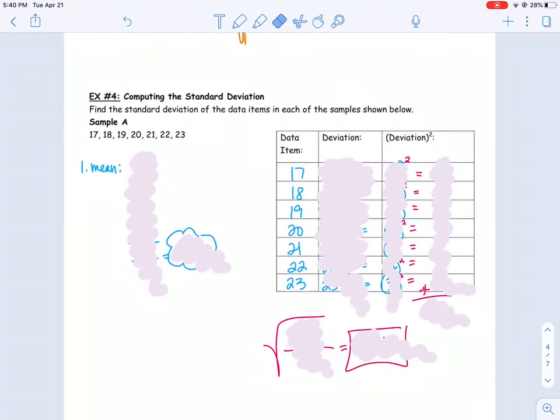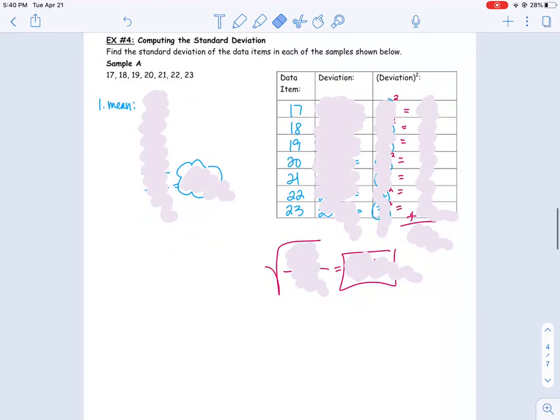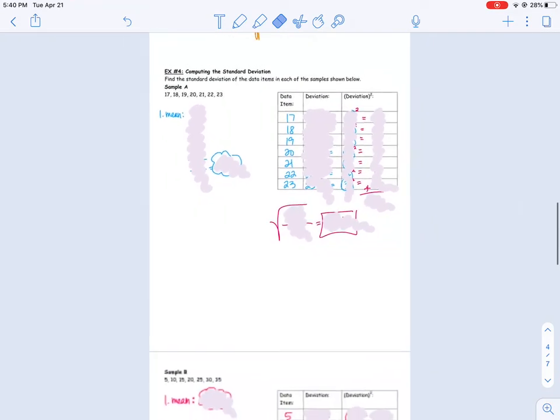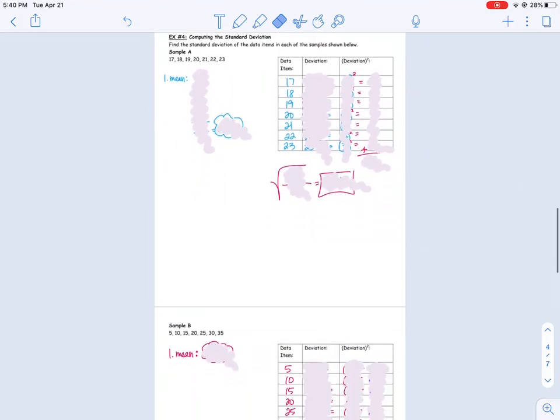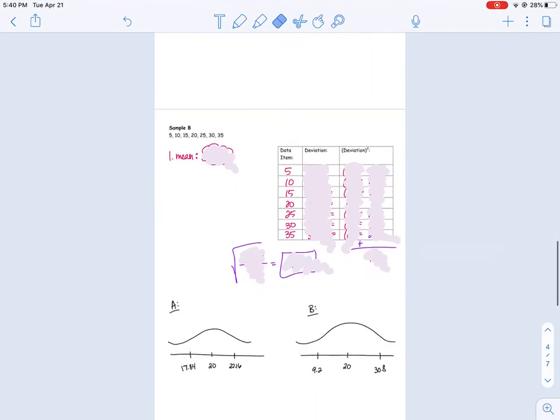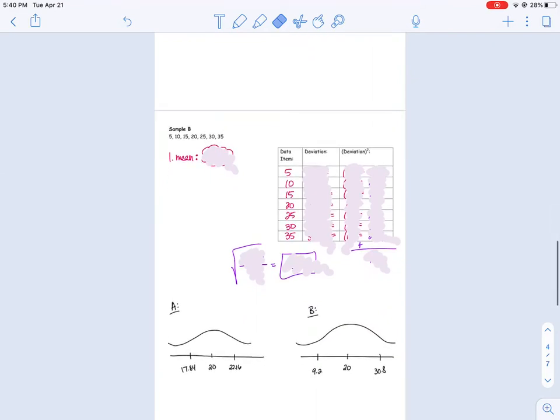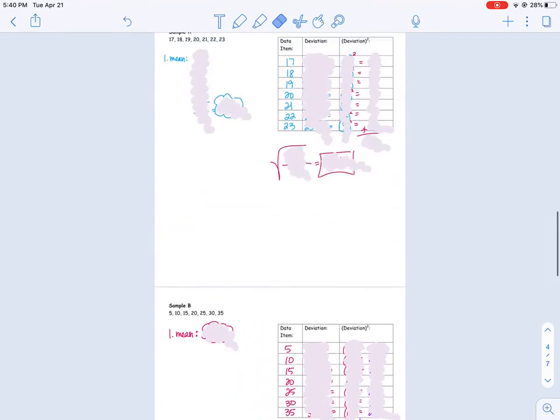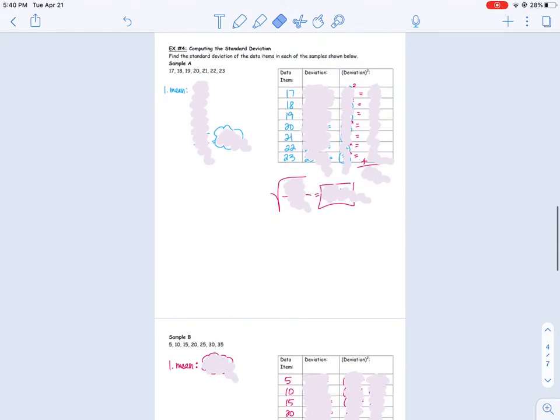In this video though, in example number 4, I'd really like you to do it twice. I would like you to do it for sample A, and I would like you to do it for sample B, and then I'd like to discuss what those numbers mean. If you look at these 2 samples, the first thing I'd like you to notice is the data items in sample A versus the data items in sample B.